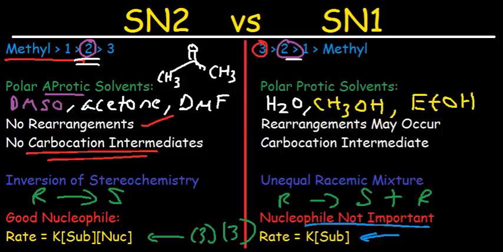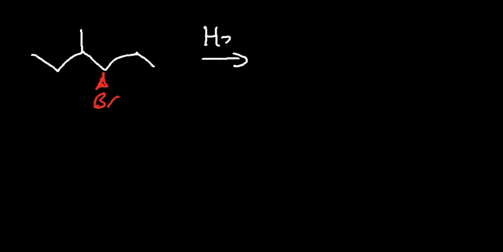Okay, so let's go over some examples. Let's say we have this particular alkyl halide, and first we're going to react it with water. So is this going to be an SN1 reaction or an SN2 reaction? By the way, E1 reactions occur along with SN1 reactions, but in this video we're just going to focus on the difference between SN2 and SN1.